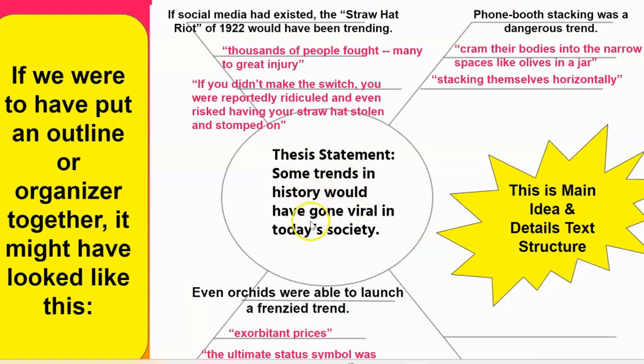So some trends in history would have gone viral in today's society. Every one of my claims is a trend from history. So all 3 of these are related to my thesis statement, and then each of these claims themselves could not only stand alone, but then are directly supported by that evidence. So all of these pieces work together, and that's how you organize your research.